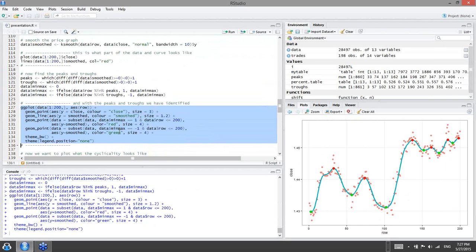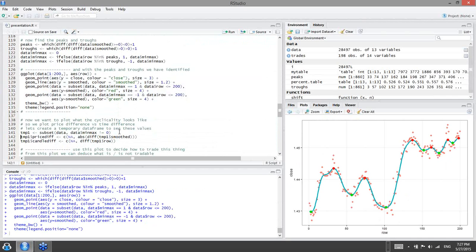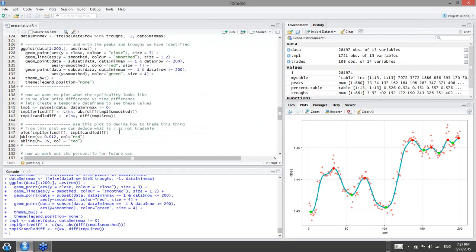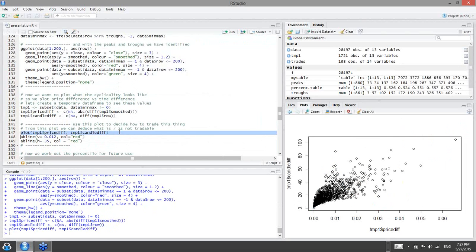And so I'm now going to, as a next step, test the cyclicality of that. So I'm just going to create some distributions to show you. Okay, candle difference versus price difference. The x-axis here is the difference in price between each of the turning points, and the y-axis is the difference in candles. Actually, it should have been the other way around, because candles go this way and price goes this way, but it doesn't matter.